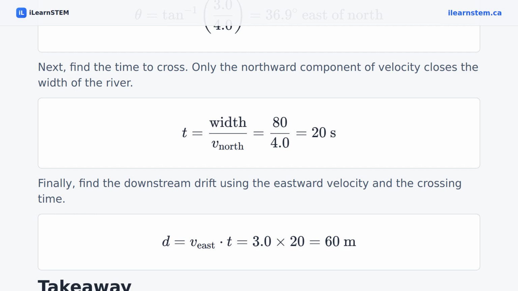Remember, when velocities are perpendicular, use the Pythagorean theorem for magnitude and inverse tangent for direction. The crossing time depends only on the velocity component perpendicular to the current.